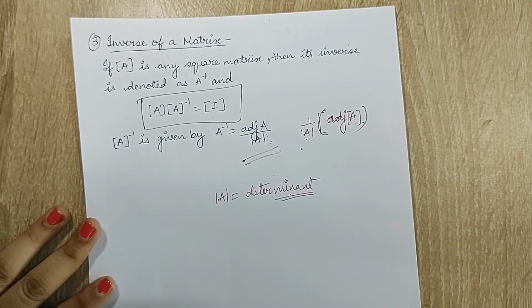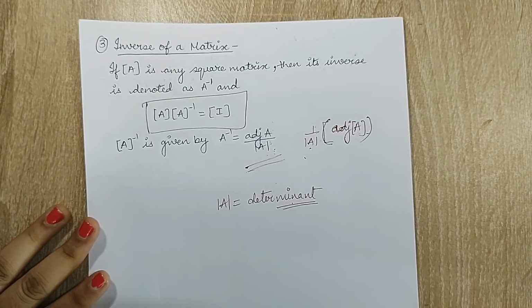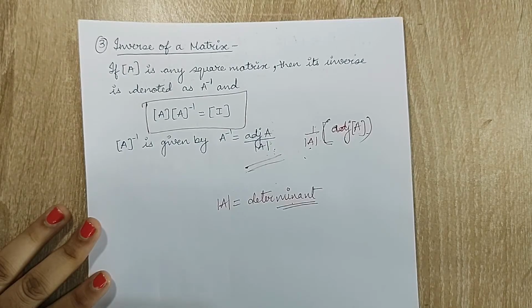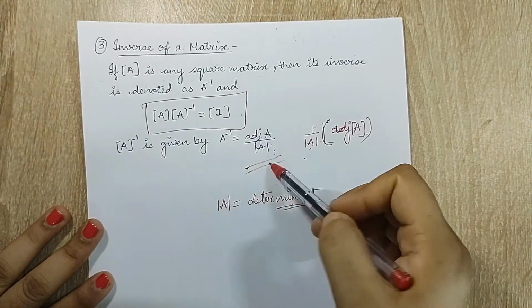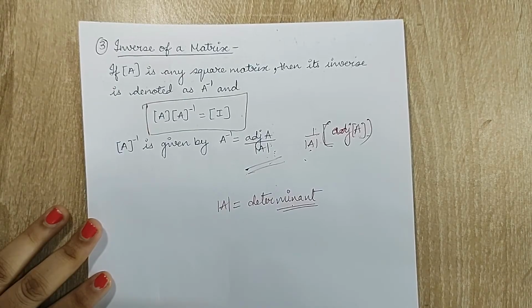So with this, I end this session. In the next session, we will discuss about another technique for calculating the inverse of a matrix. In case the matrix becomes more than 3 by 3, it becomes very difficult to solve by these formulas. So I'll show you another method which is called as Gauss elimination method.